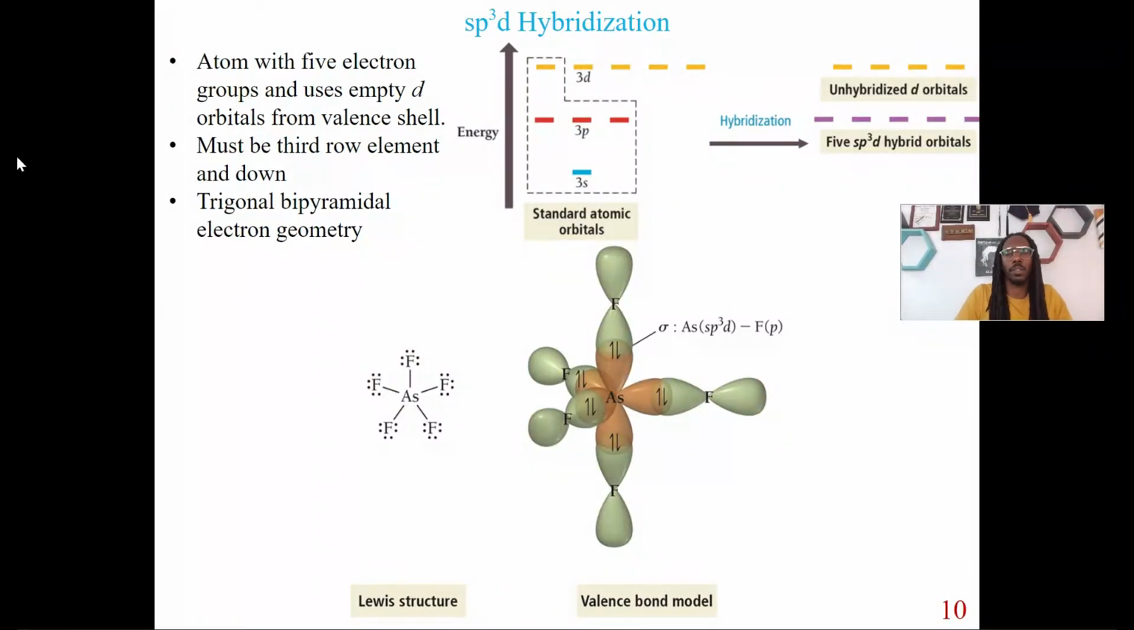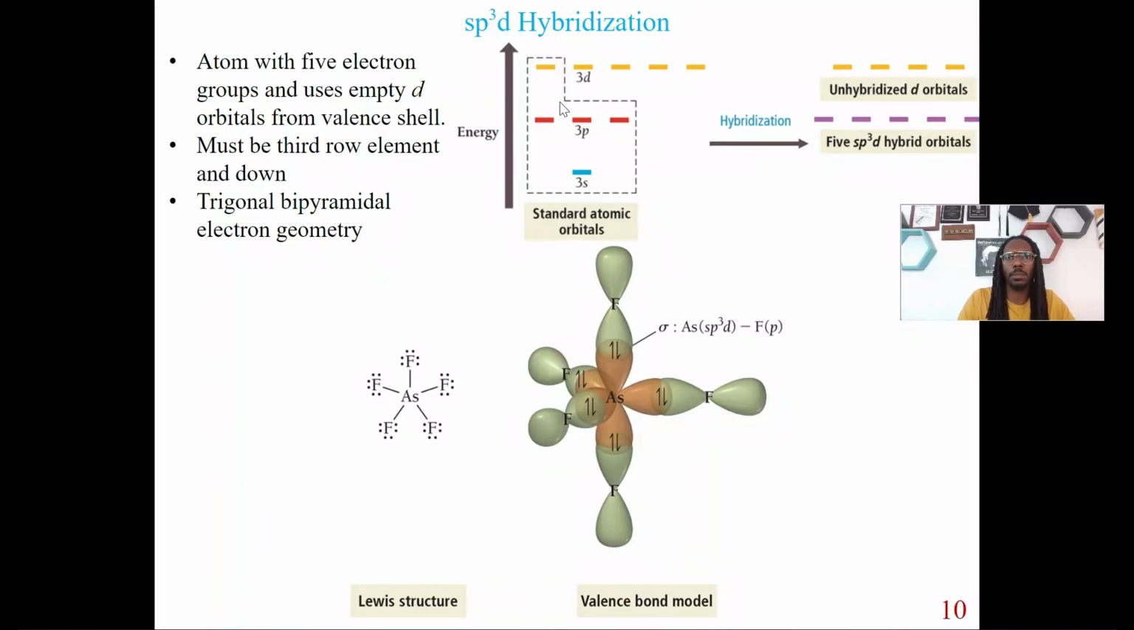So we also have sp3 hybridization. So this is atoms with 5 electron groups, and because in this case it's going to have 5 electron groups, they're going to be using their d orbitals from the valence electron shell, specifically their empty d orbitals. Now, you're only going to have this hybridization with third row elements and down. That's due to, you guys remember Lewis structures when we talked about expanded octets? Same thing here. And in this case, that's going to be trigonal bipyramidal electron geometry, which we mentioned with VSEPR.